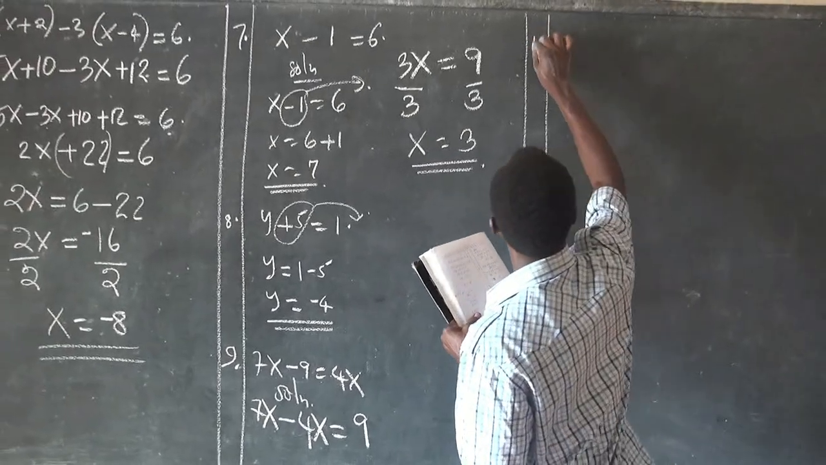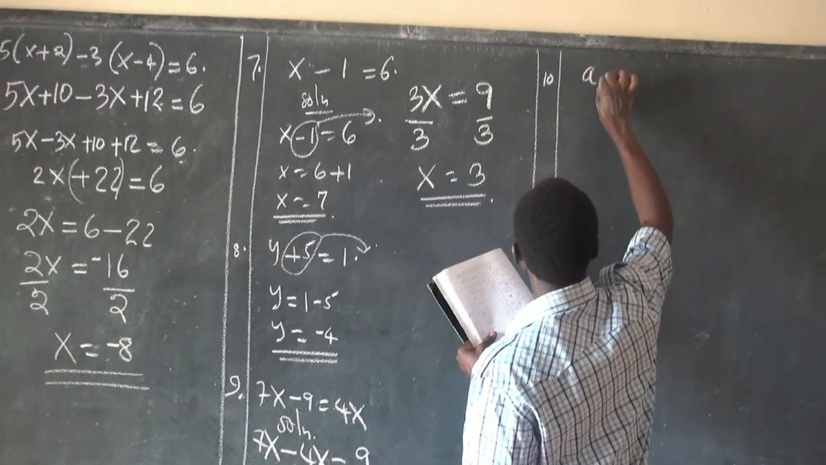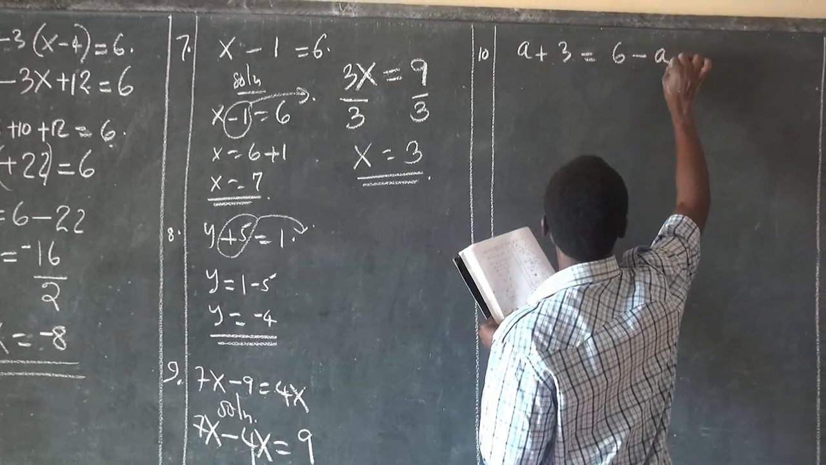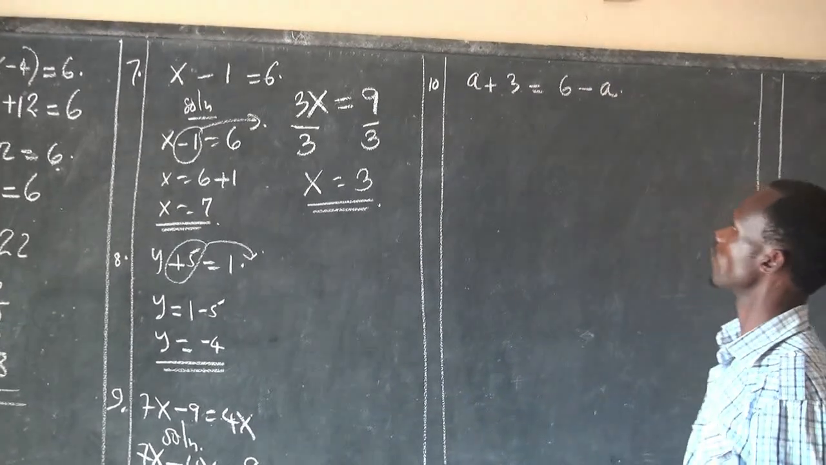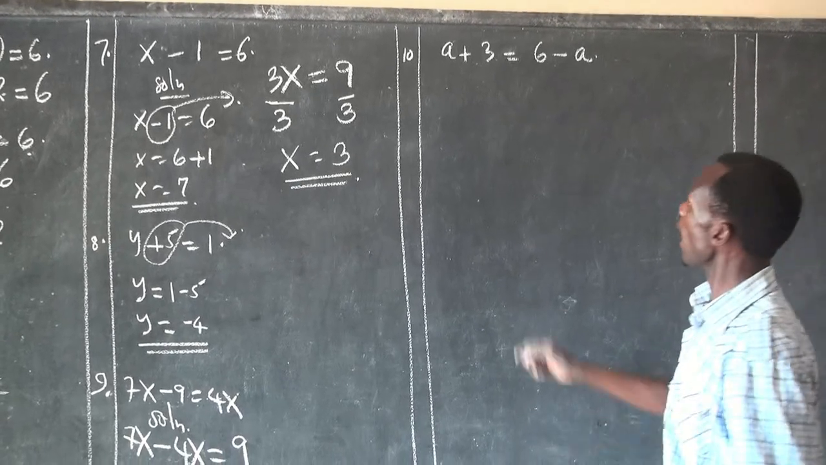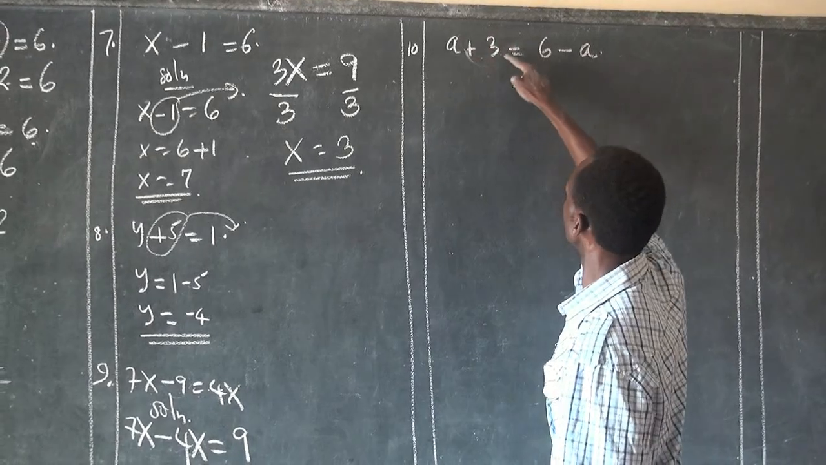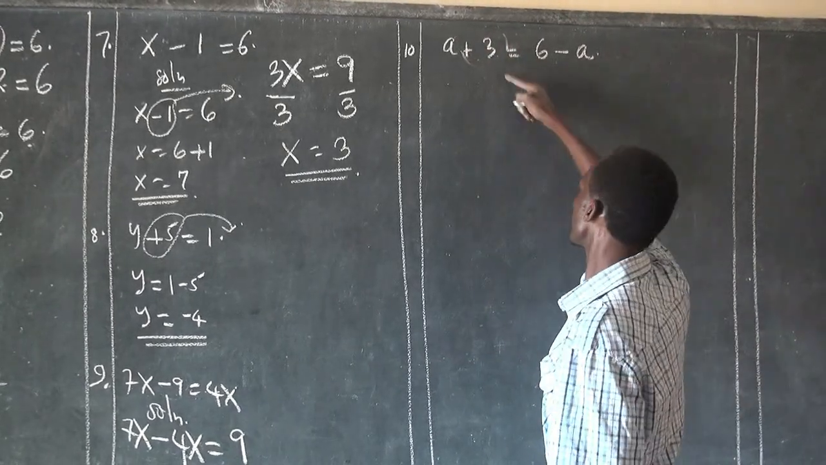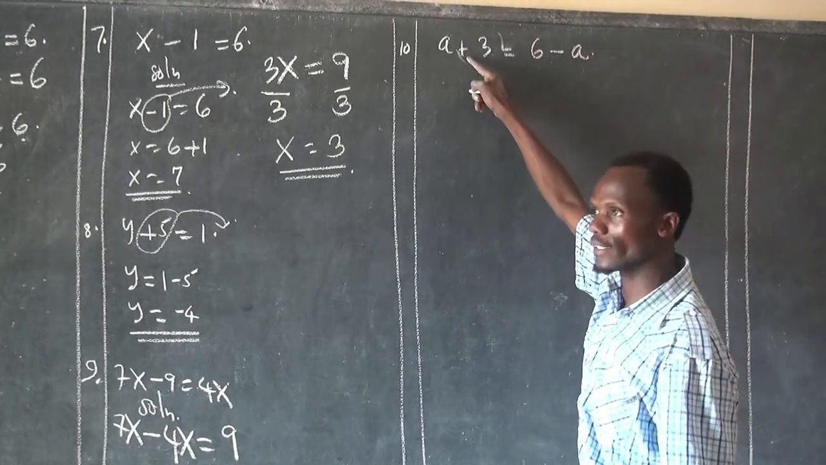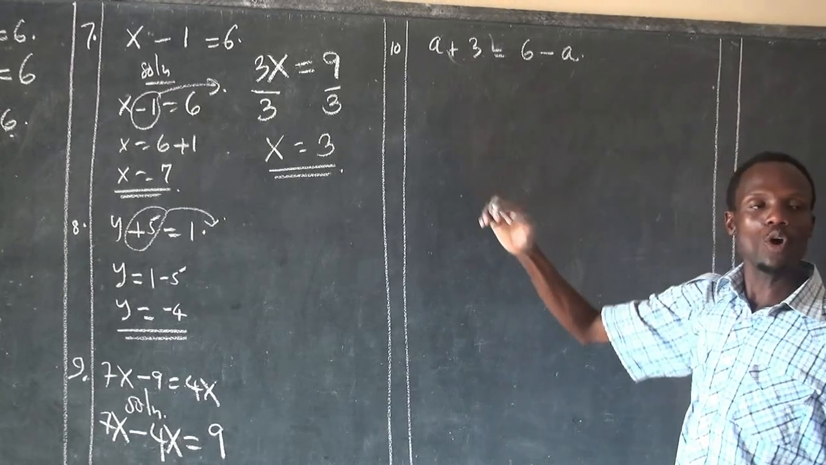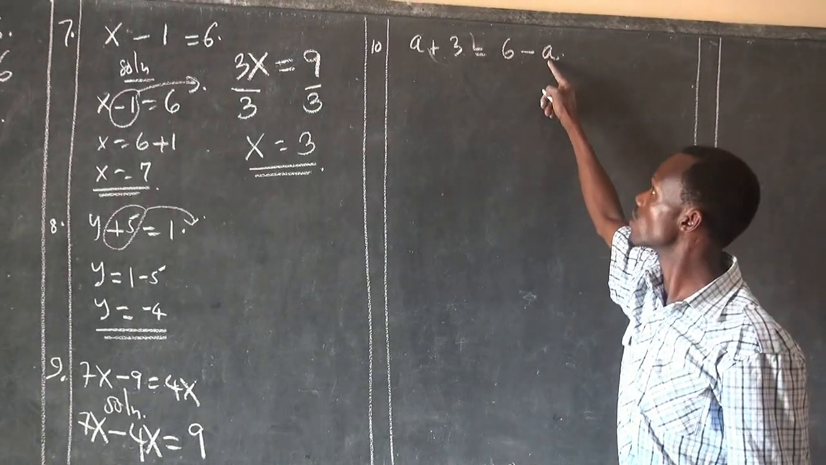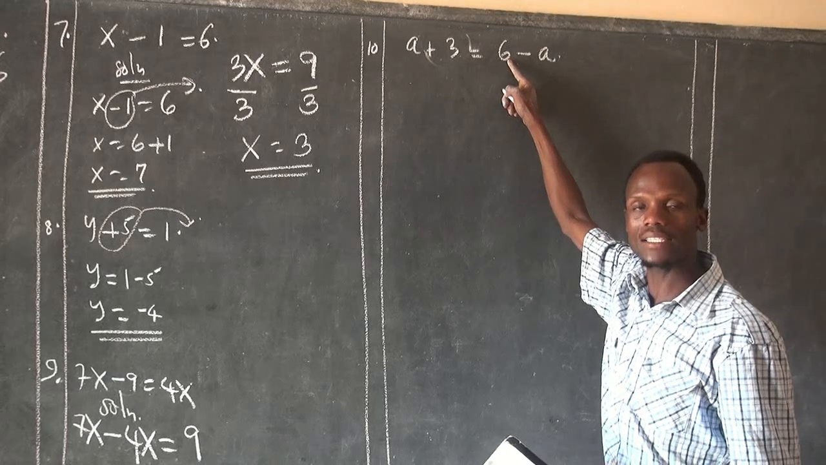Example number 10. You have a plus 3 is equal to 6 minus a. We are looking for the value of a. We have to collect the like terms. Now, this is 3, take it to the other side. This is negative a, take it to the other side. I am collecting the like terms. a and negative a are like terms. 3 and 6 are like terms.